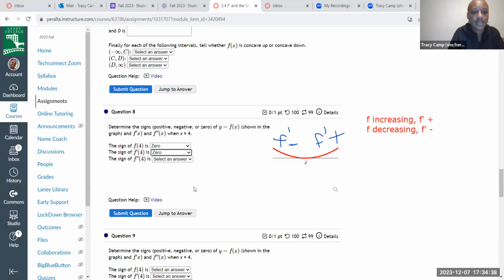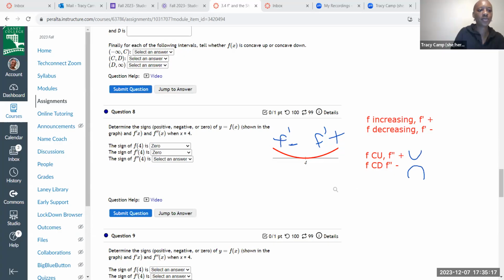But let's look at f double prime. So the f double prime part is related to the concavity, what I was talking about earlier: when f is concave up, that means that f double prime is positive. And when f is concave down, f double prime is negative. Again, concave up visually kind of looks like a smile, the graph looks like a smile, and concave down kind of looks like a frown.